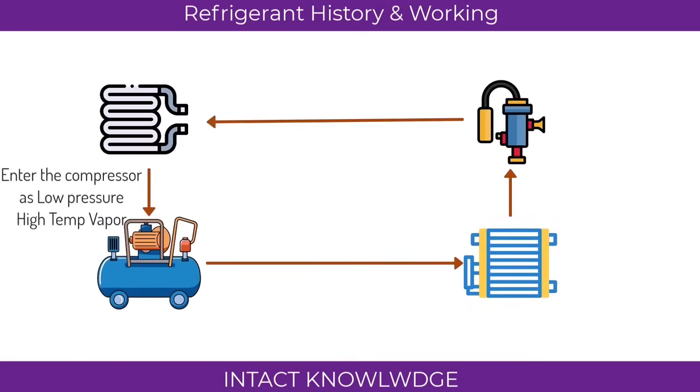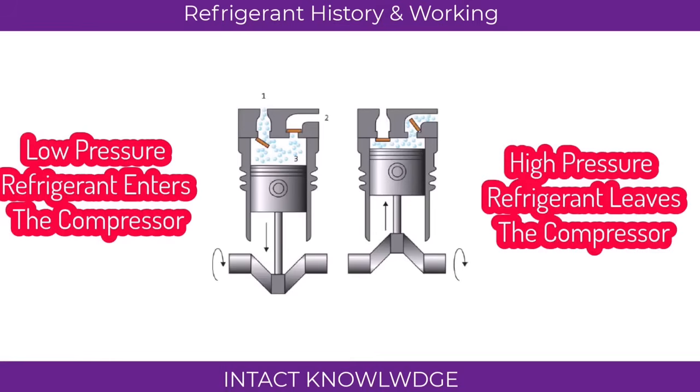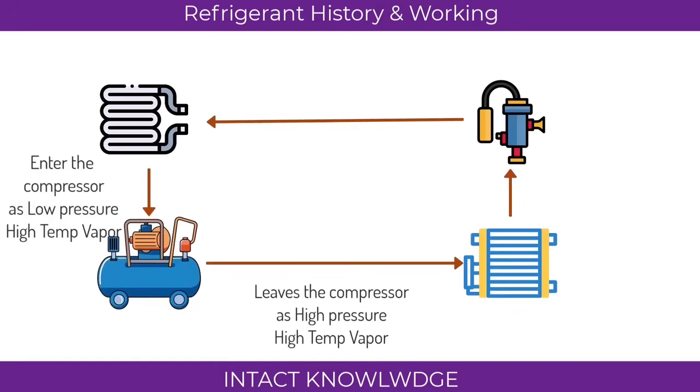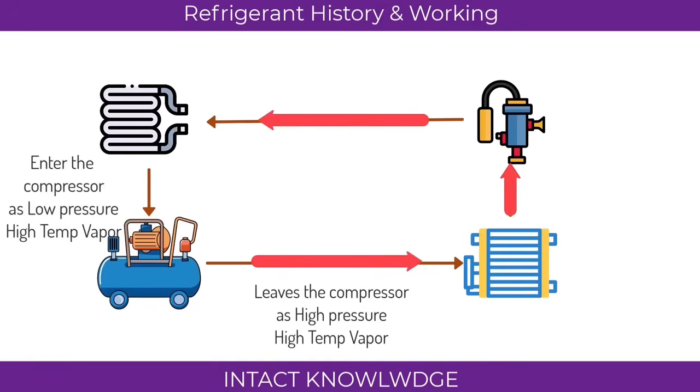Refrigerant is in low pressure, high temperature, and vapor state before entering the compressor. After the refrigerant enters, the compressor compresses the refrigerant well and sends it out at high pressure. Only then can this refrigerant travel through all the equipment. When it comes out of the compressor, the refrigerant is in high pressure, high temperature, and vapor state.